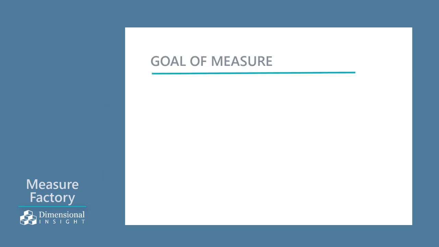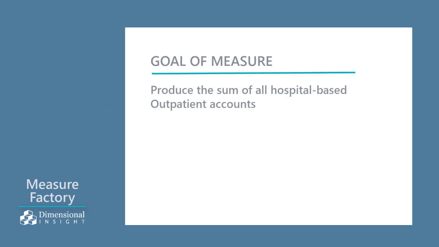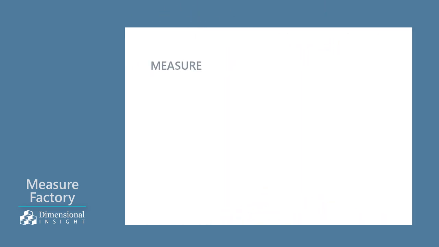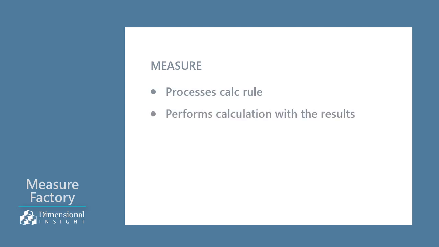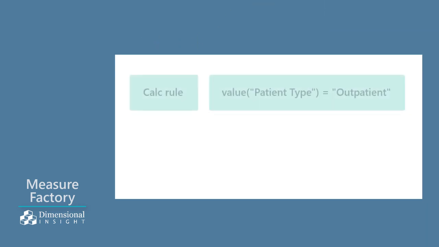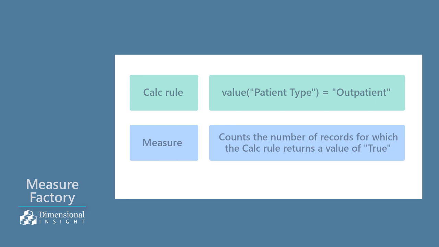The goal of our measure is to produce the sum of all hospital-based outpatient accounts. The measure produces this number by processing a calc rule and performing a calculation with the results. The calc rule we're building for our measure will identify the outpatient records in the dataset using this expression. The measure looks at the calc rule and counts the number of records for which the calc rule returns a value of true.